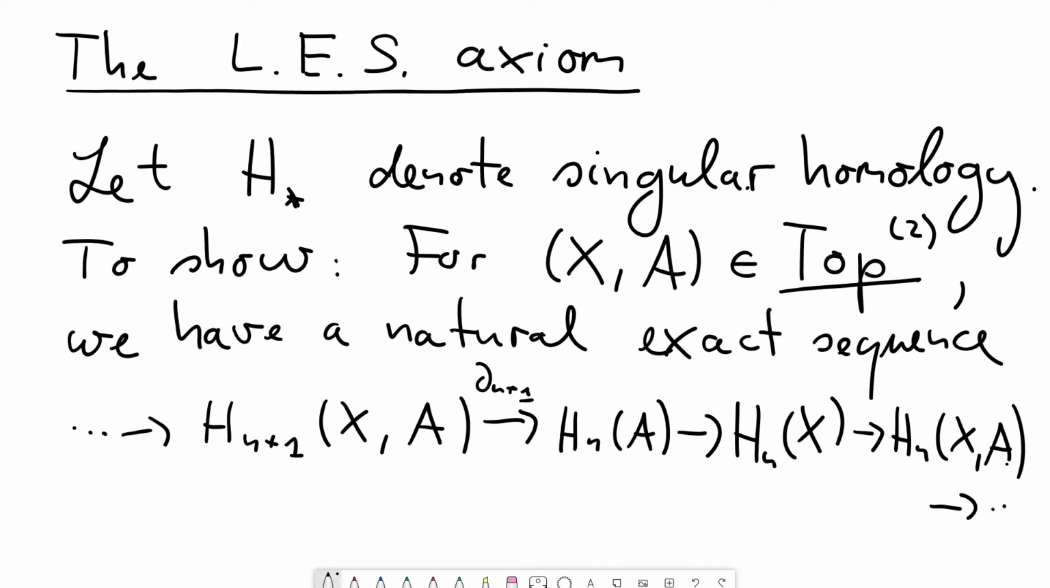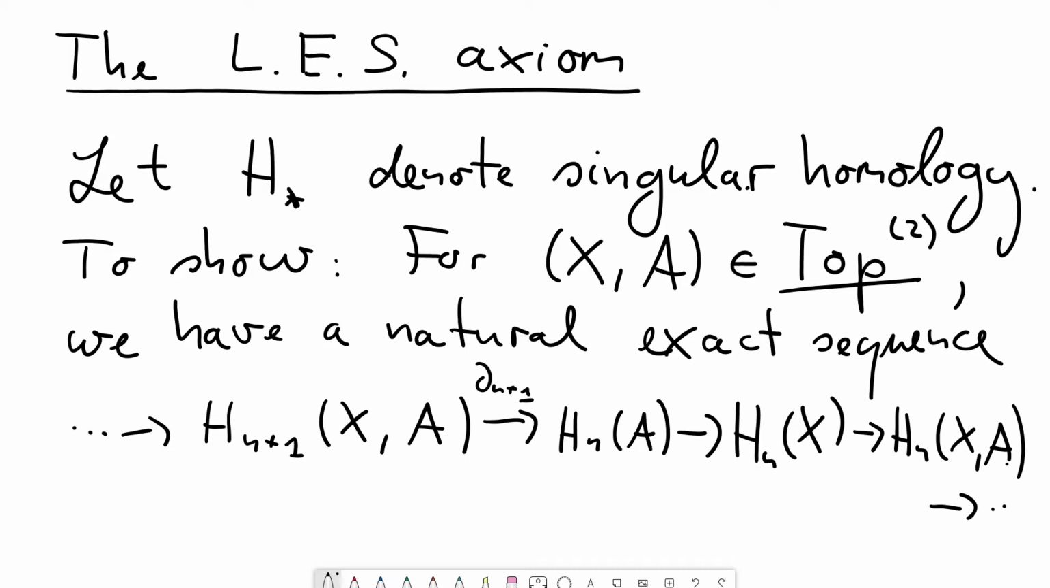And just to be clear, we're not just proving the axiom, we are also completing the data that belongs to a homology theory, right? Because this boundary operator would not have been there yet. My next remark: we still need to construct this natural transformation here.